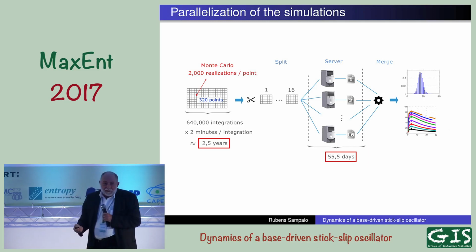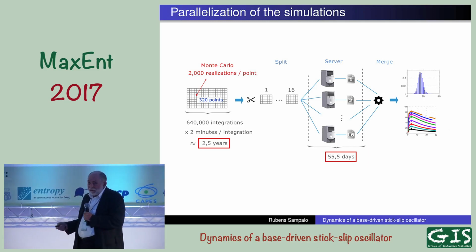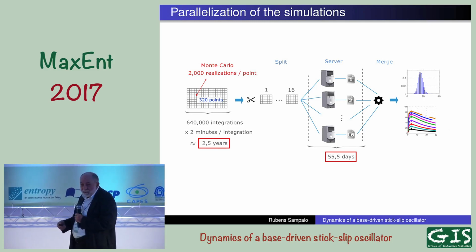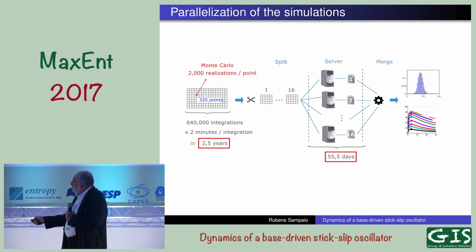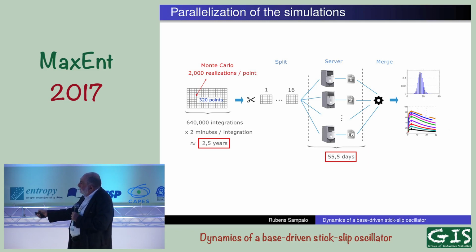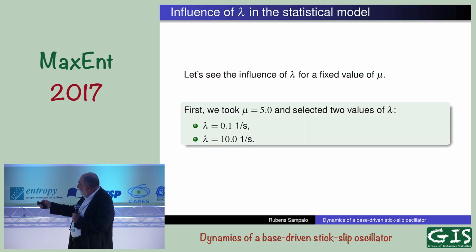2 minutes, but as I said, if lambda is very small, the time of integration is some seconds. If lambda is very big, the time of integration could be 3 hours. So if I want to do this, it's going to take me 2.5 years. I cannot wait this long, so we did this. We parallelized the problem, and it took us something like 2 months to do the calculations. And I'm going to show you what the results are.